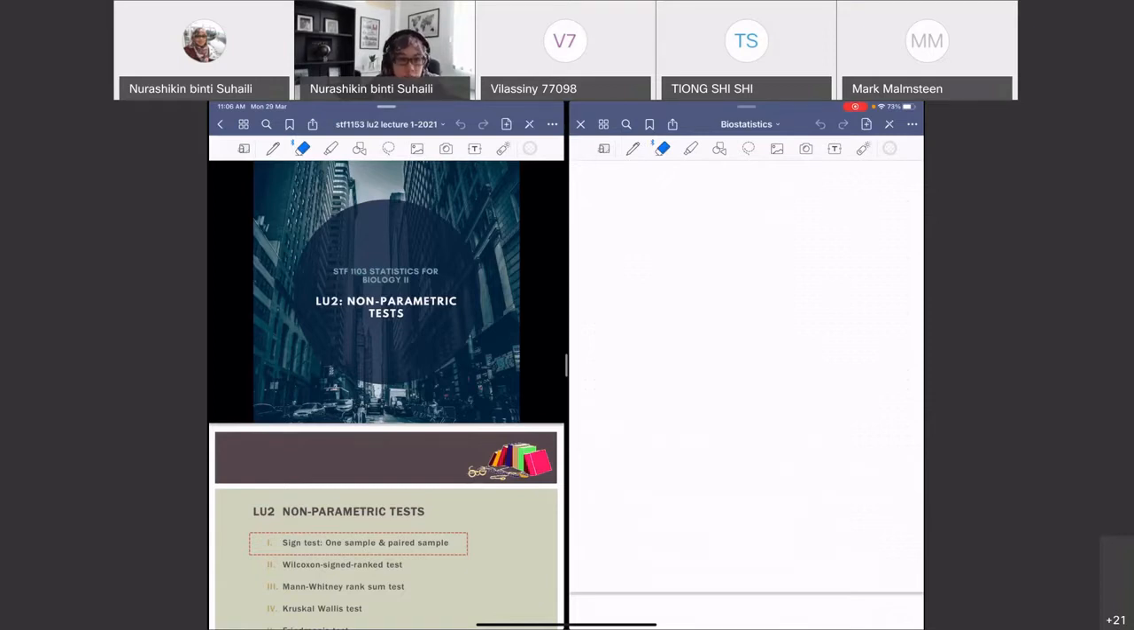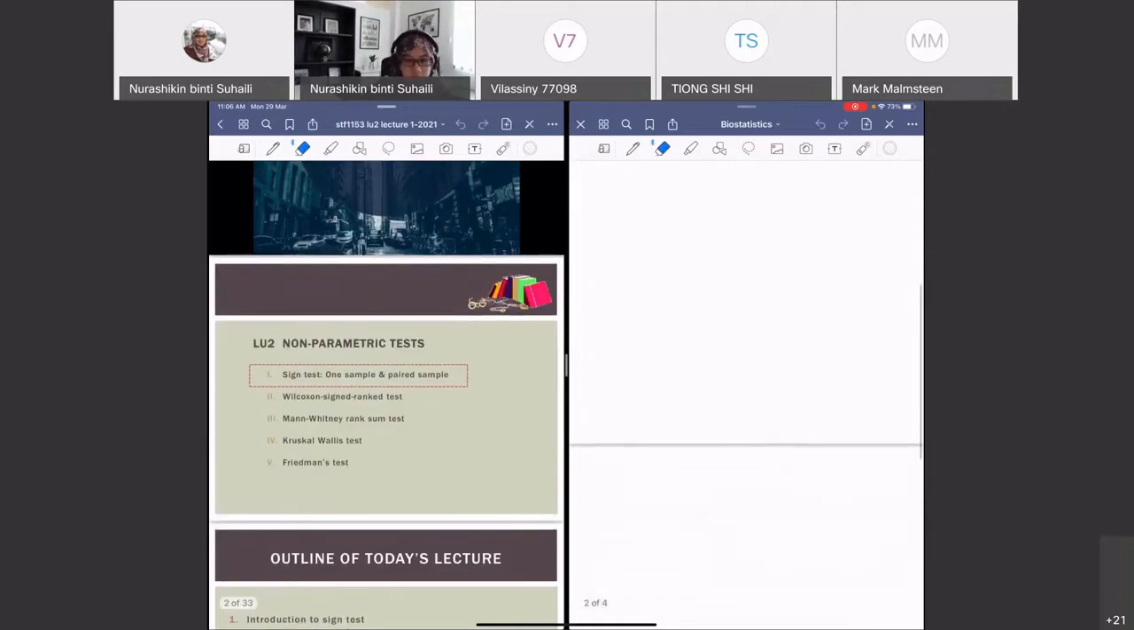In LU2, we are going to cover a couple of non-parametric tests. It will be several tests, I think five non-parametric tests that we will discuss. In today's lecture, we're going to focus on the first test, which is the sign test. That's what LU2 is all about. In LU3, we will discuss parametric tests.